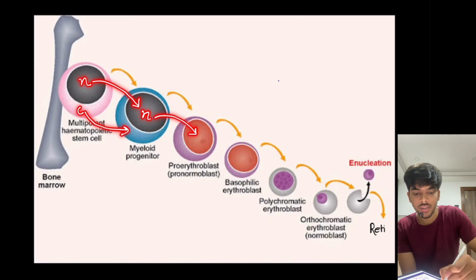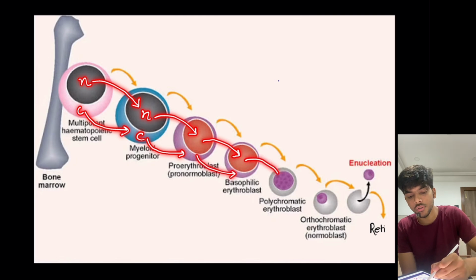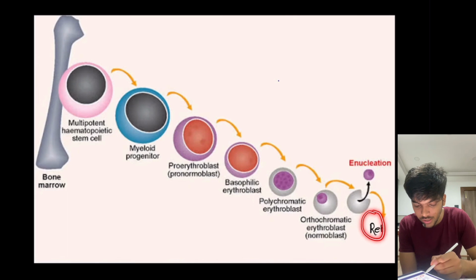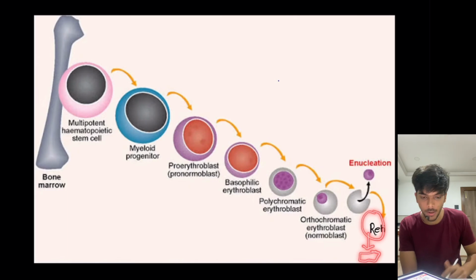Nucleus matures, side by side, cytoplasm also matures. The nucleus matures, the cytoplasm matures, and the nucleus is finally ejected out and you get a reticulocyte that finally forms the red blood cell.